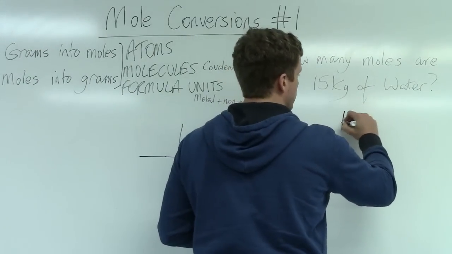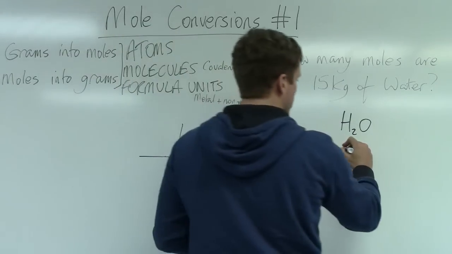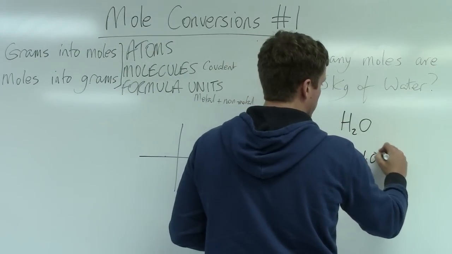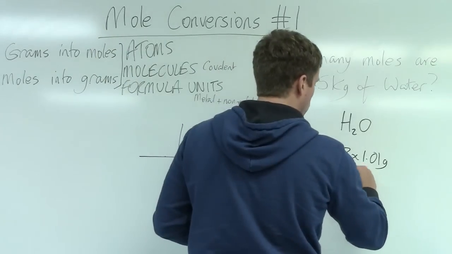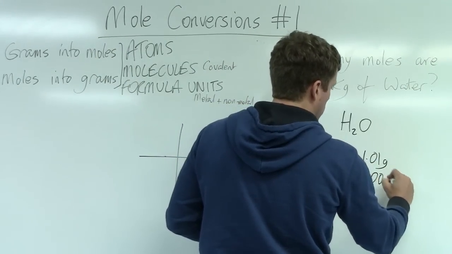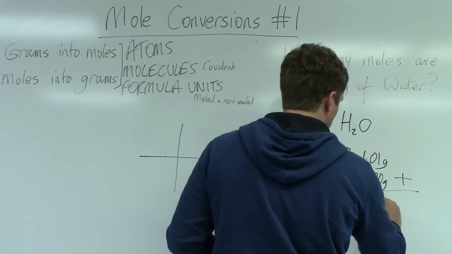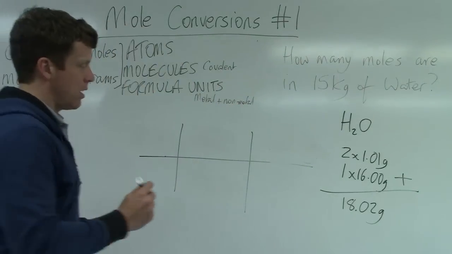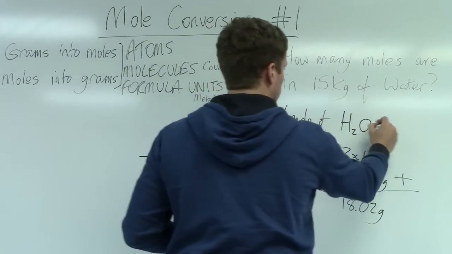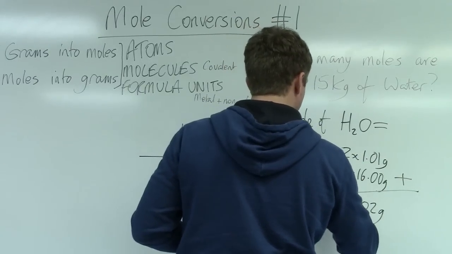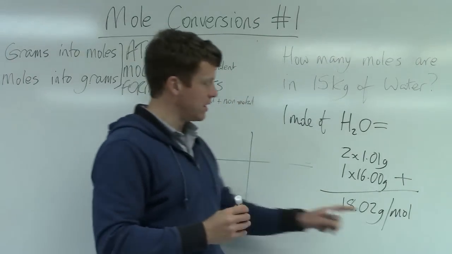And so we do this using the following method, H2O. That means I've got 2 hydrogens, so that's 2 times the molar mass of hydrogen, and then 1 times the molar mass of oxygen. I'm going to add those up, so that's going to give me 18.02 grams. So that would be 1 mole of H2O equals that many grams. And we can actually say grams per mole, and the shortcut for the mole is MOL.